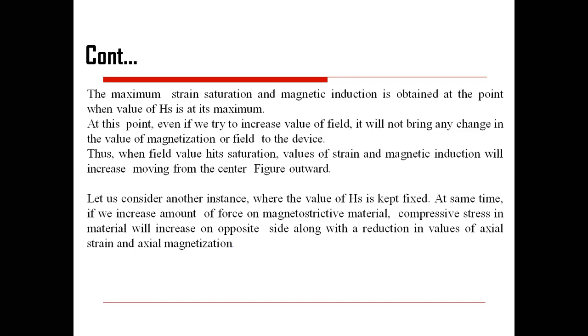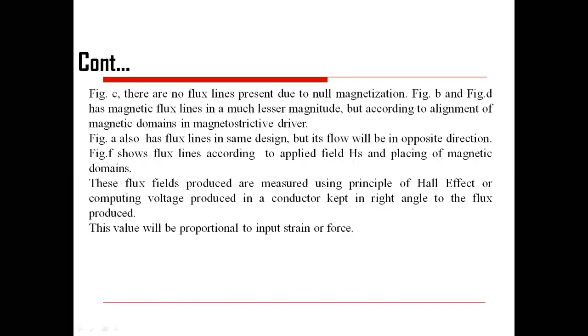in the reverse manner, that is mechanical to magnetic. If you try to apply force on the magnetostrictive material, the compressive stress in the material will be increased. That will increase on the opposite side, because we are measuring the output in that particular instance only, along with the reduction in the value of axial strain and axial magnetization.